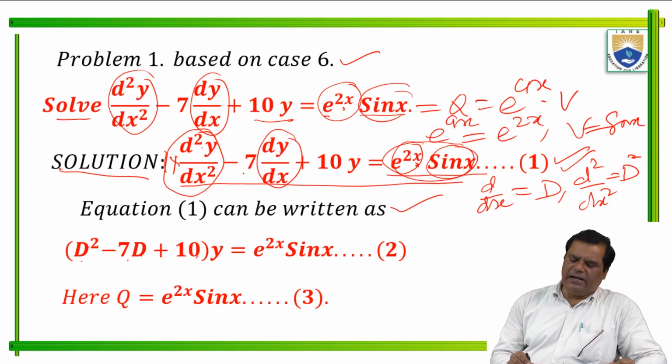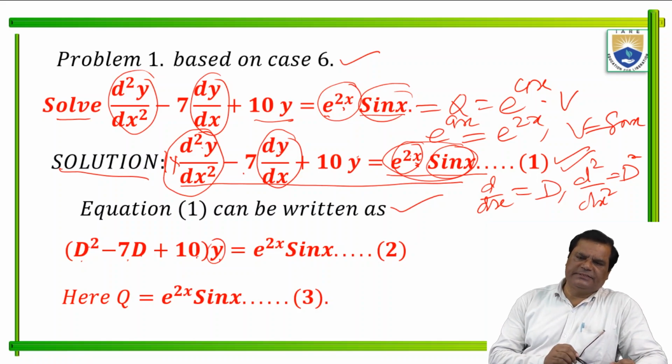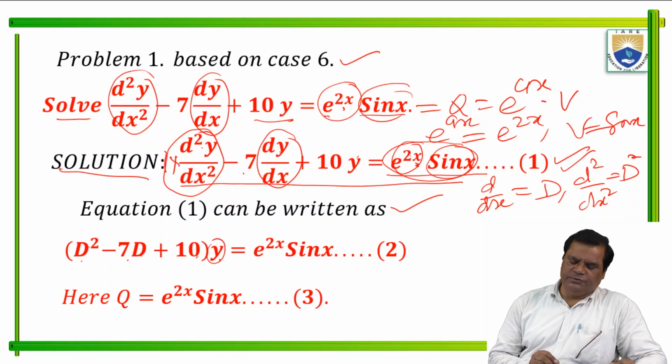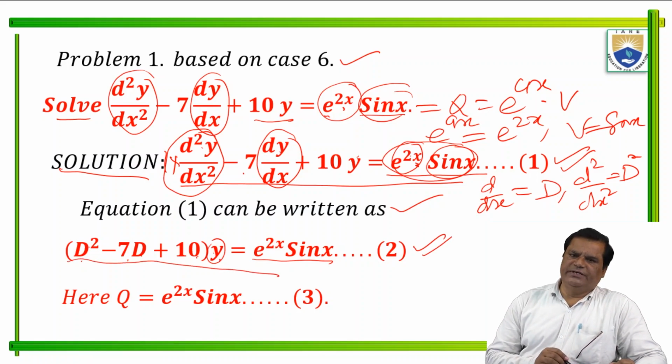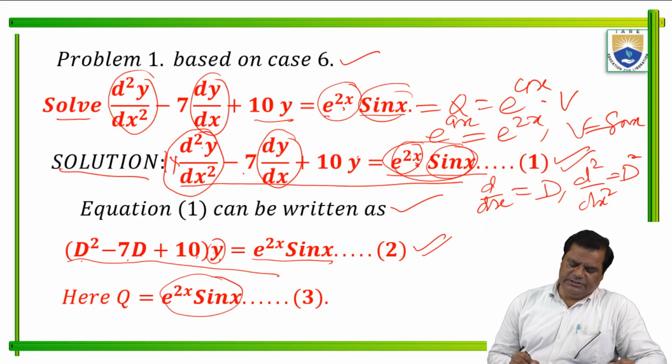Y is common to all, on the right hand side. Y cannot be taken common on the left side. Always take Y common on the right side. If you take Y common on the left side, then the answer is 100% wrong, because Y is being differentiated here, and taking it on the left takes it out of differentiation. So (D square minus 7D plus 10) y equals e to the power 2x into sin x; this is equation 2. This means equation 1 is written in D form, differentiation form. Here Q equals e to the power 2x into sin x; this is equation 3.